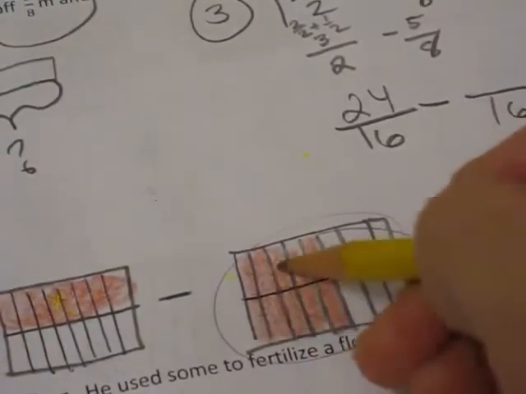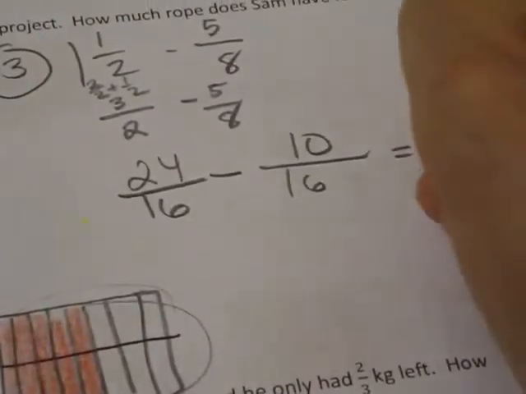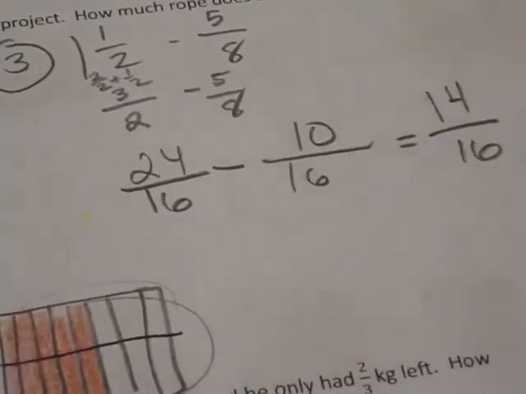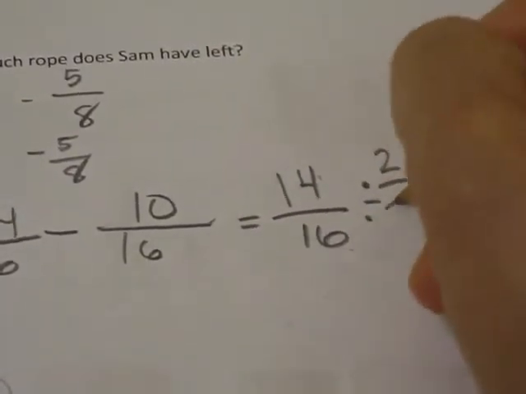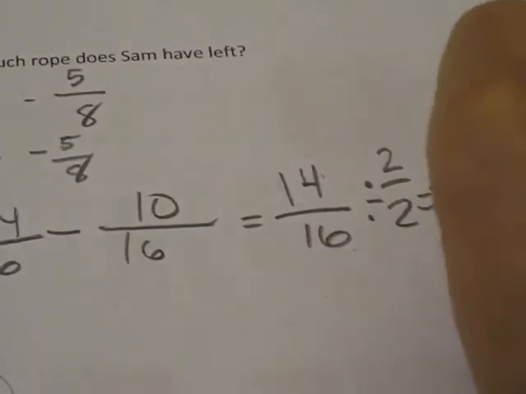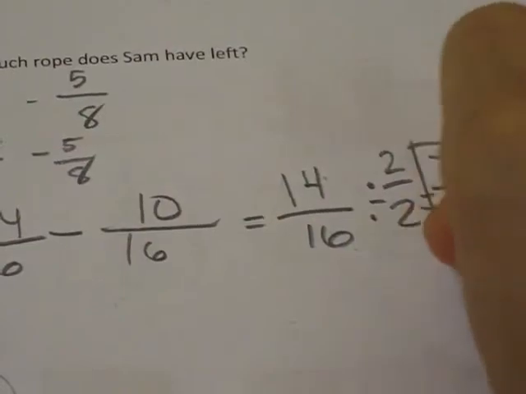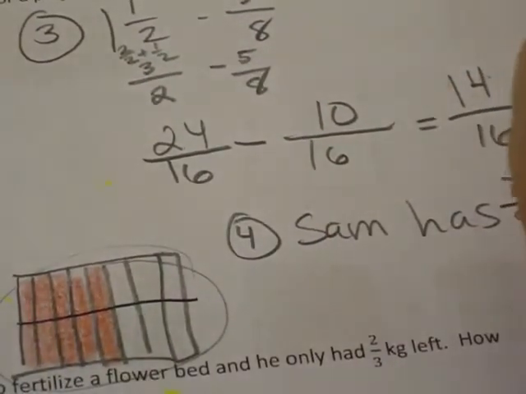And out of that, I'm going to take away 1, 2, 3, 4, 5, 6, 7, 8, 9, 10. So I have 24 sixteenths, and I'm going to take away 10 sixteenths, which gives me 14 sixteenths. And remember my trick, this is 4, this is 6, these are even numbers, so I know it is divisible by 2, both of them, and that is 7/8. There's my answer, but I need to write it in word form because it is a word problem. So Sam has 7/8 of a meter left.